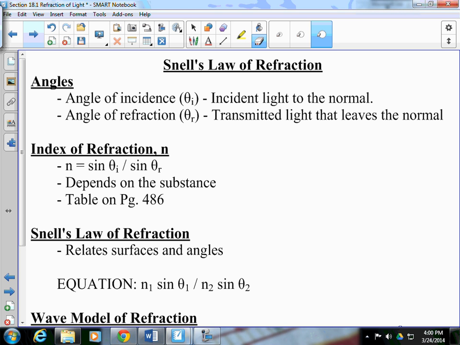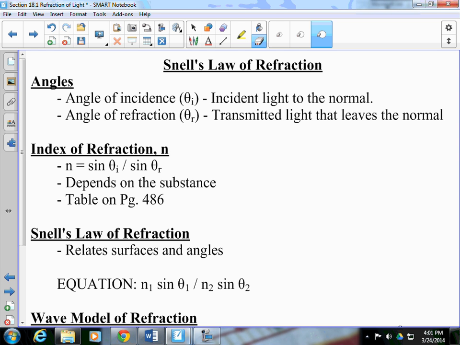Now, when we talk about refraction, we have to deal with Snell's law of refraction. Just like reflection, where the angle of incidence equals the angle of reflection, we are going to be dealing with the angle of incidence and the angle of refraction, but they are not equal to one another like they were when we were dealing with reflection. So n is equal to the sine of the angle of incidence over the sine of the angle of refraction.